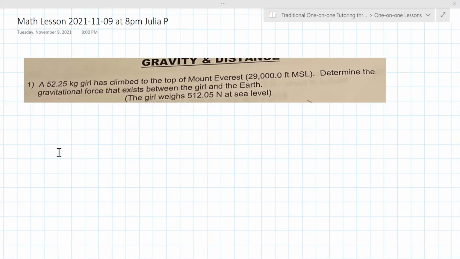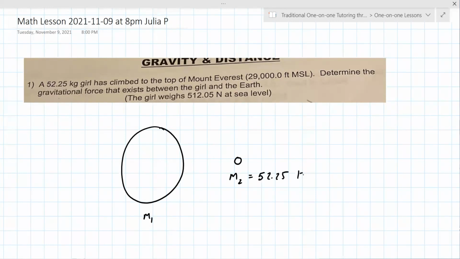29,000 feet. And we want to find the gravitational force that exists between the girl and the Earth. So almost all of these are a picture of some sort where you have object one and an object two. The mass, we'll say mass one, mass two. Mass two is the 52.25 kilograms, the girl.